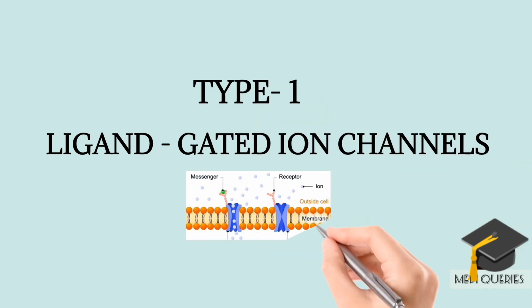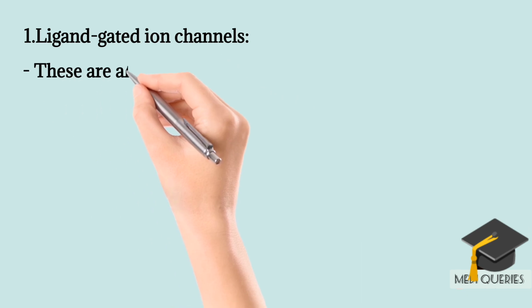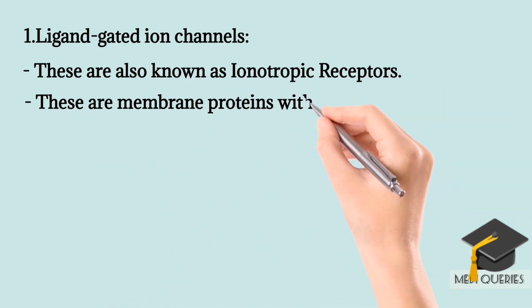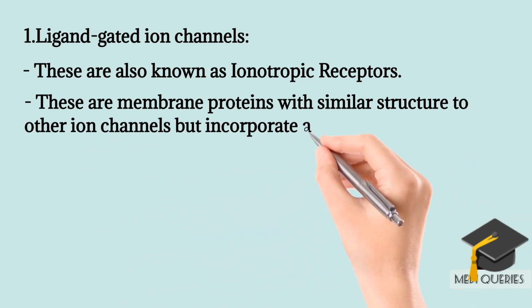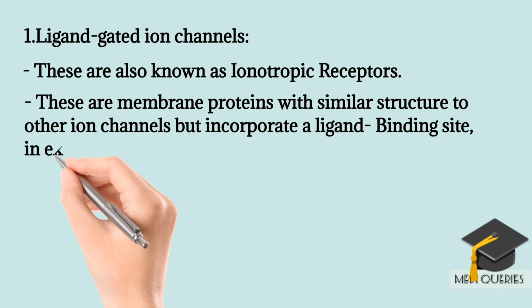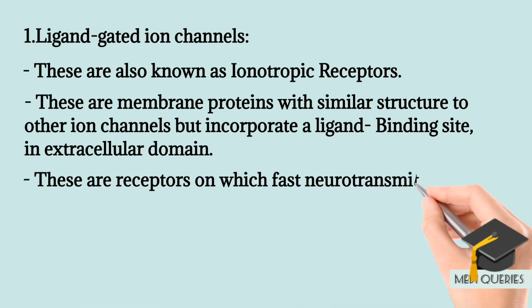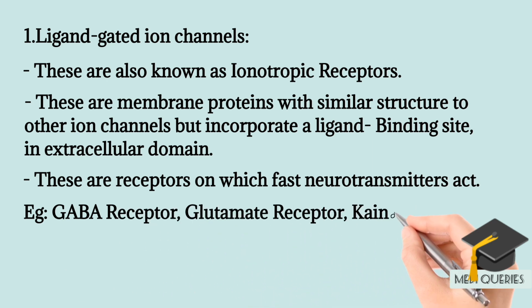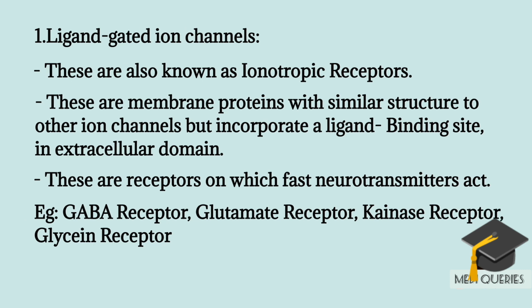Ligand-gated ion channels. These are also known as ionotropic receptors. These are membrane proteins with similar structure to other ion channels but incorporate a ligand binding site in extracellular domain. These are the receptors on which fast neurotransmitters act. Example: GABA receptors, glutamate receptors, kinase receptors, glycine receptors.